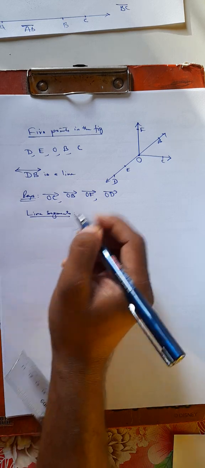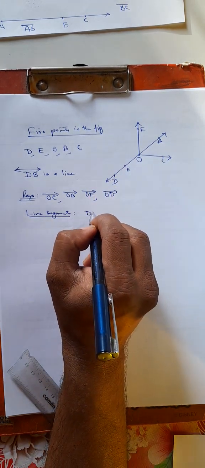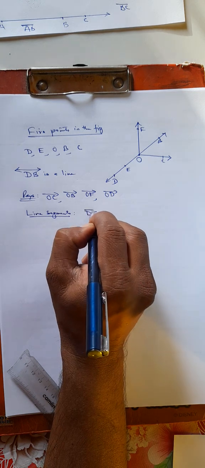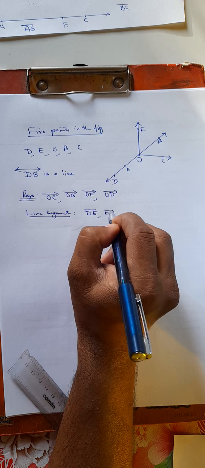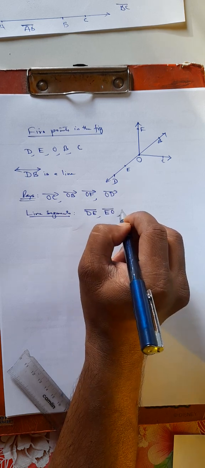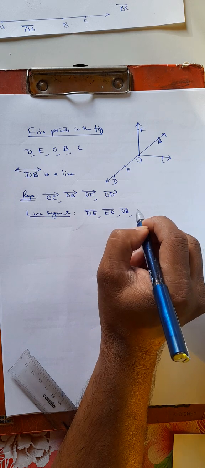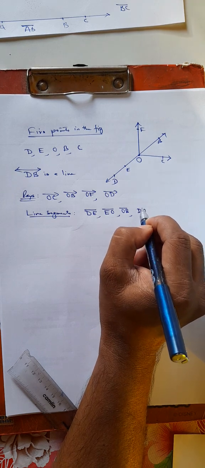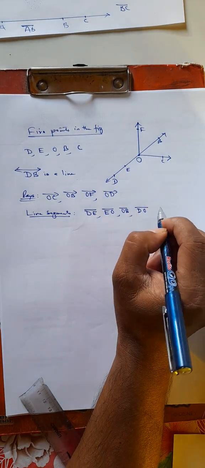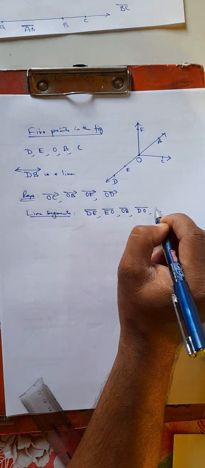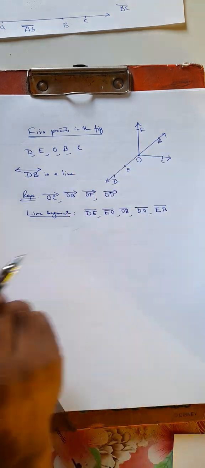Can you name some line segments from this figure? Yes, you can write DE. This is a line segment. EO is also a line segment. Then OB is also a line segment. Similarly, DO is also a part of this line, a line segment. Similarly, EB is also a part of this line, so it is called a line segment.